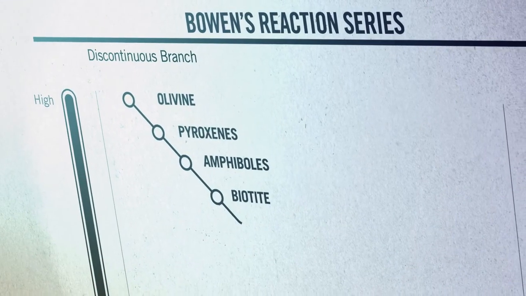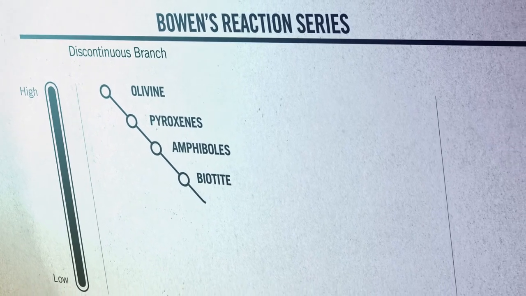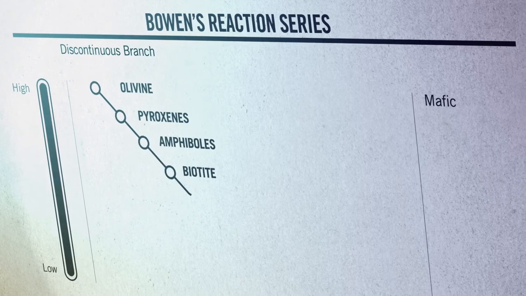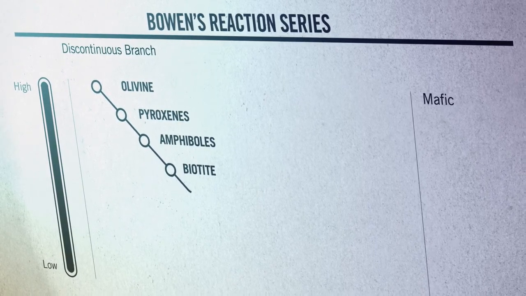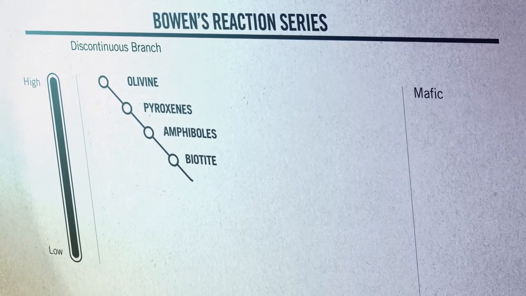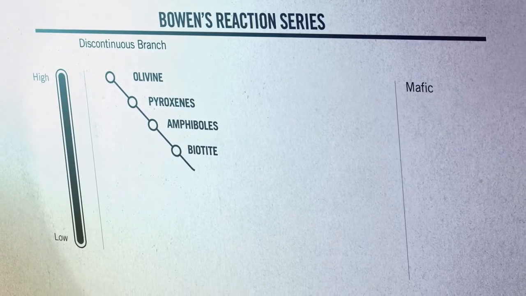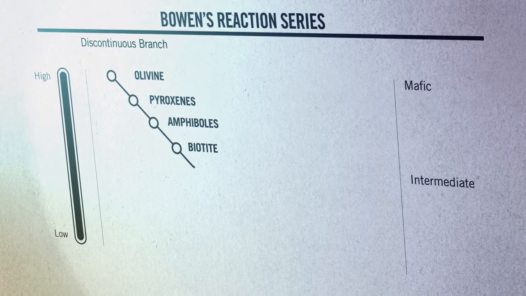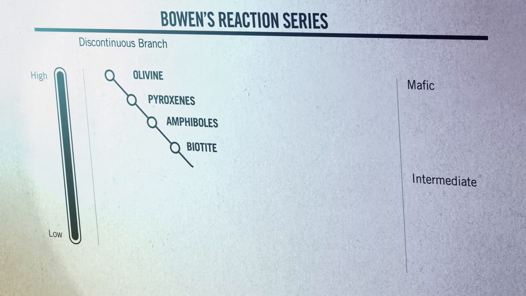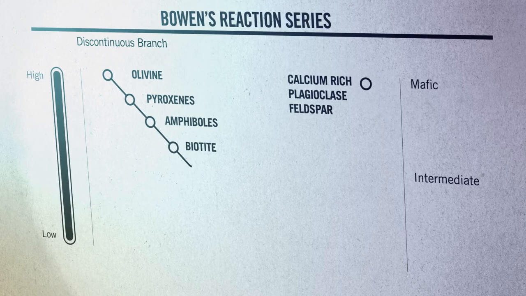The minerals that form first at the highest temperatures of Bowen's discontinuous branch are iron and magnesium rich, what geologists call mafic minerals. As temperatures decrease, less and less iron and magnesium are available in the melt to make minerals like amphiboles and biotite. Instead, elements like aluminum, sodium, and potassium are available in the melt to make what geologists call intermediate minerals. While mafic and intermediate minerals form in the discontinuous branch, another mineral, plagioclase feldspar, forms as well in what is known as the continuous branch.